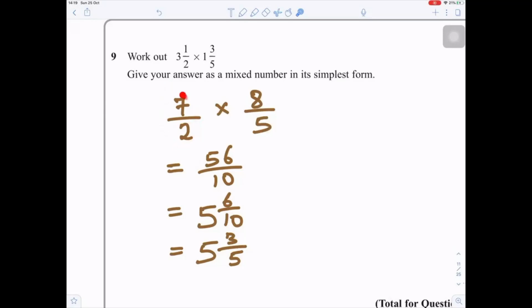Now we've changed both of them to improper fractions. We can simplify first, or we can just multiply and simplify after. 7 times 8 is 56. 2 times 5 is 10. 56 divided by 10. How many 10s go into 56? 5 of them, remainder 6, and over 10. Half of 6 is 3. Half of 10 is 5. So your answer is 5 3/5.